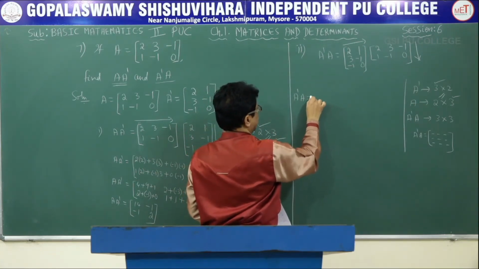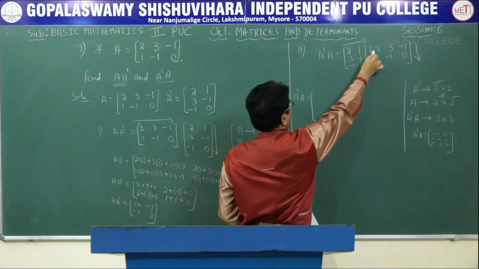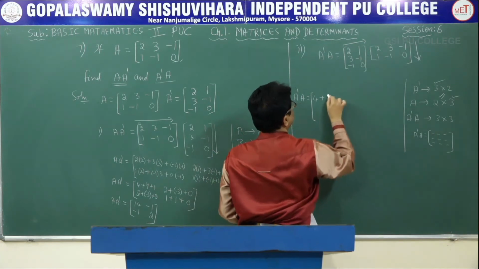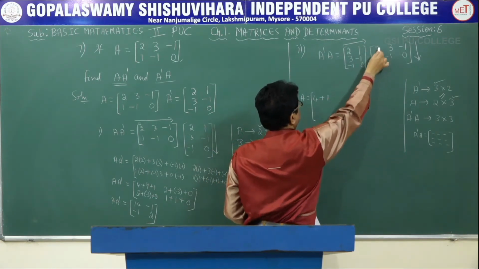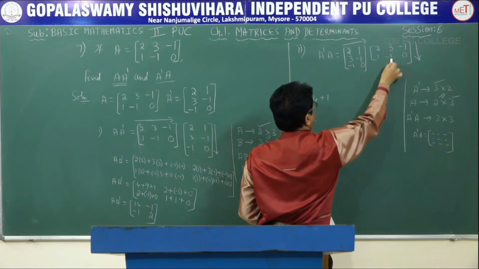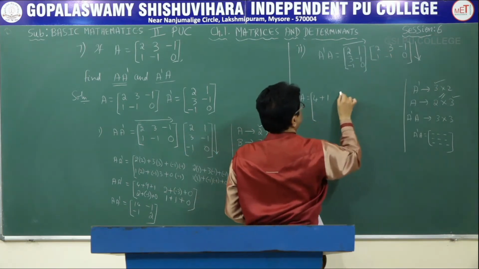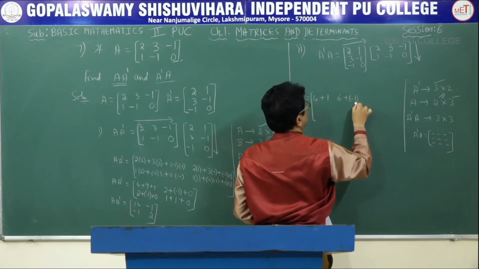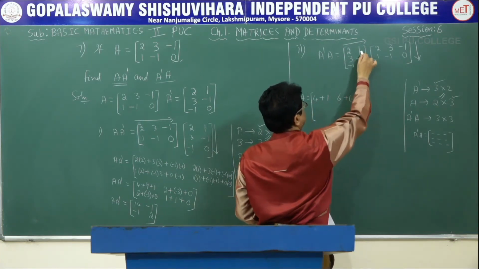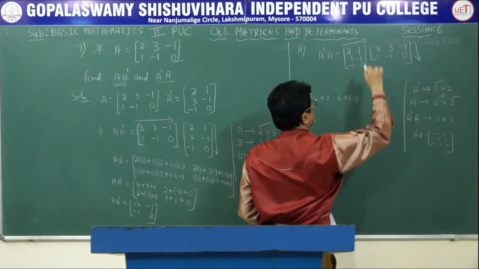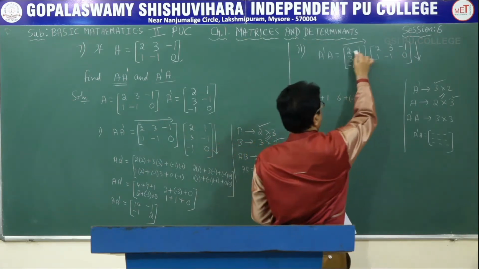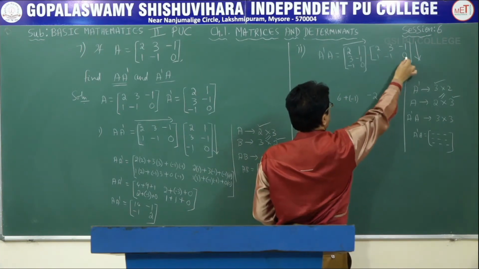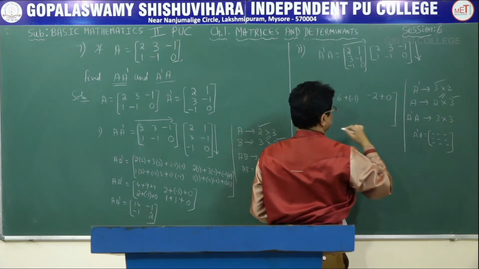So A dash A is equal to 2 into 2, 4, plus 1 into 1, 1. So first row into first column, first row into second column: 2 into 3, 6, plus 1 into minus 1, minus 1. Next is first row into third column: 2 into minus 1, minus 2, plus 1 into 0, 0.